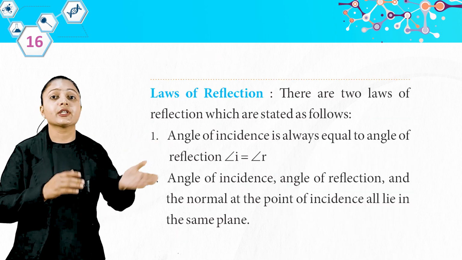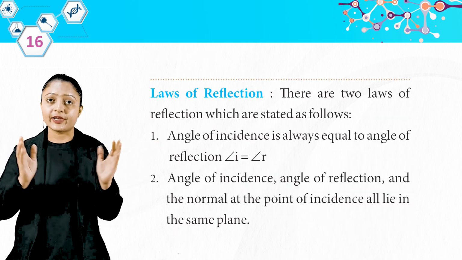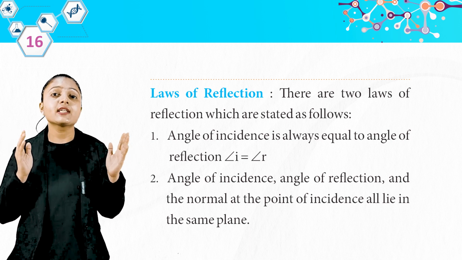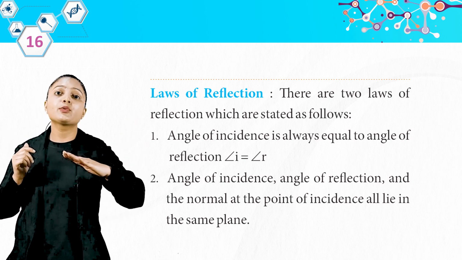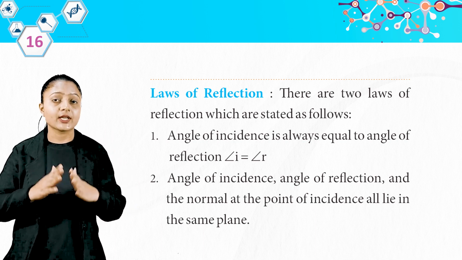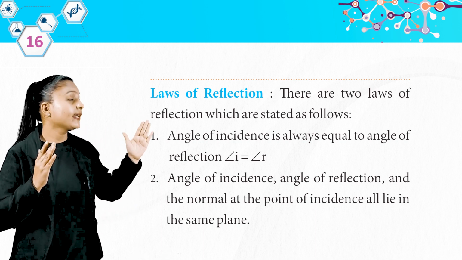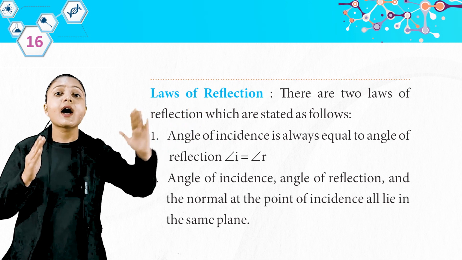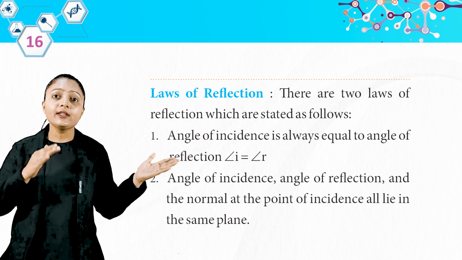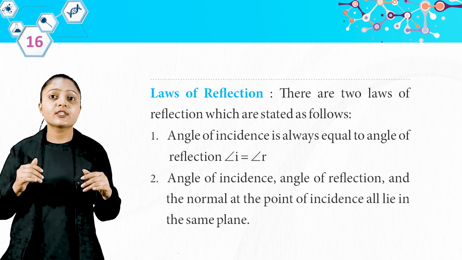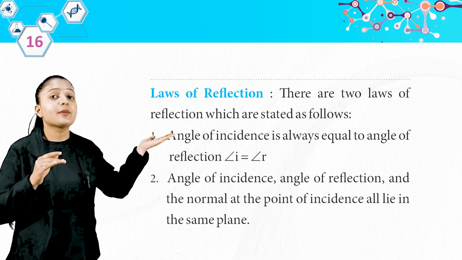Laws of reflection. There are two laws of reflection, which are stated as follows. Number 1: The angle of incidence is always equal to the angle of reflection. That means angle I is equal to angle R. Number 2: The incident ray, the reflected ray and the normal at the point of incidence all lie in the same plane.